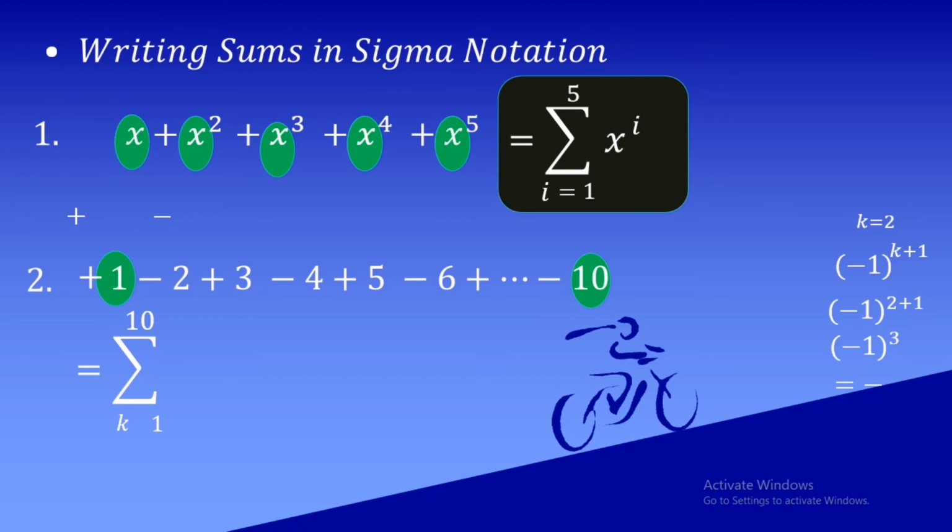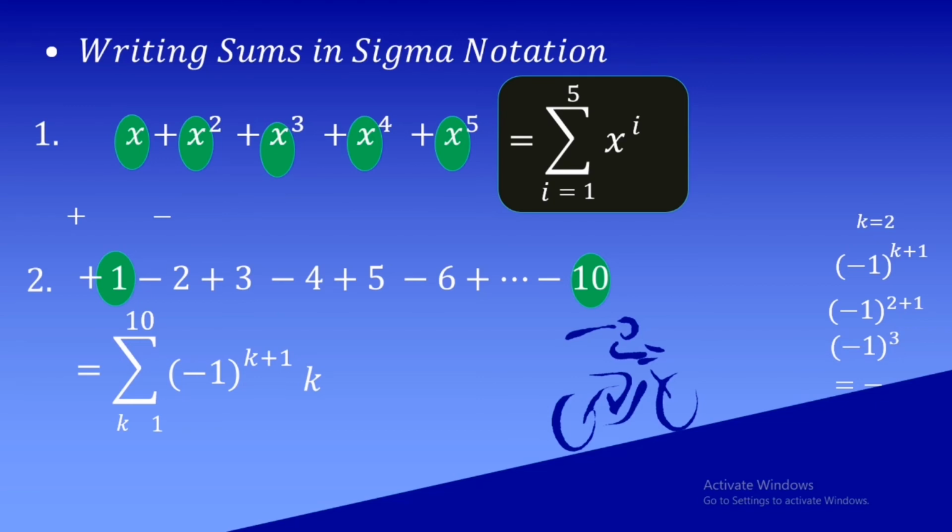So we can use the term formula, that is negative 1 raised to k plus 1 multiplied by k, which represents our integers, starting from our lower bound from 1 to 10.